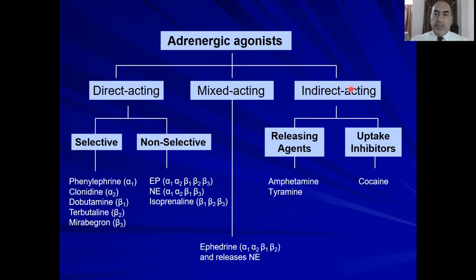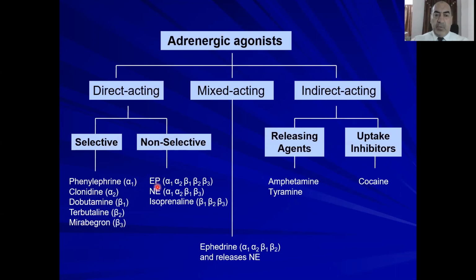In indirect acting, they don't bind to the receptor, but they can release norepinephrine, like amphetamine and tyramine, or prevent its uptake, like cocaine. Direct acting will be either selective drugs that are selective for a certain receptor, or non-selective ones. Selective includes selective drugs for alpha-1 such as norepinephrine, alpha-2 such as clonidine, beta-1 such as dobutamine, beta-2 such as terbutaline, and beta-3 such as mirabegron.